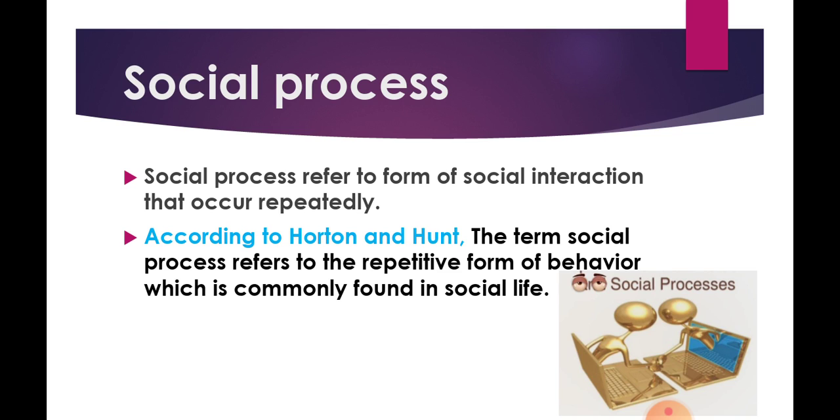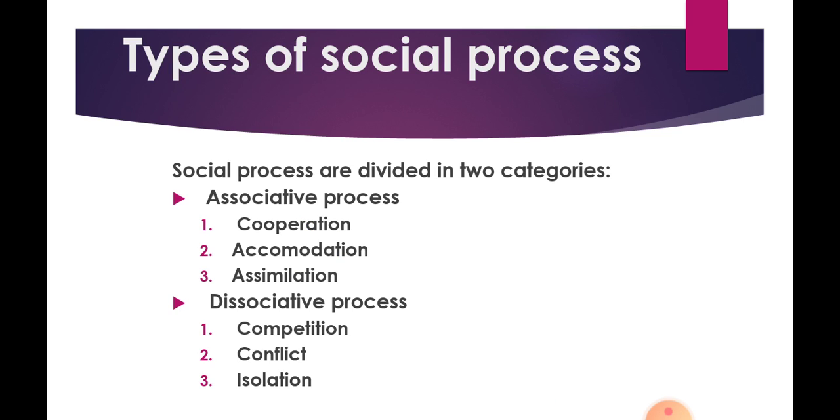Firstly, I will discuss what is social process. Social process refers to a form of social interaction that occurs repeatedly. It means social process is the process in which social interaction occurs again and again. Its definition is given by Horton and Hunt: the term social process refers to the repeated form of behavior which is commonly found in social life. It means social process is the repeated form of behavior that occurs in social life.